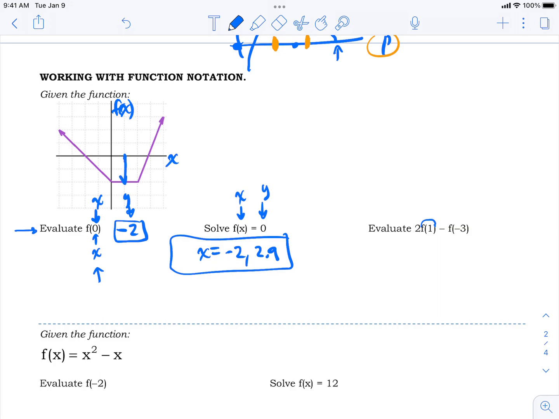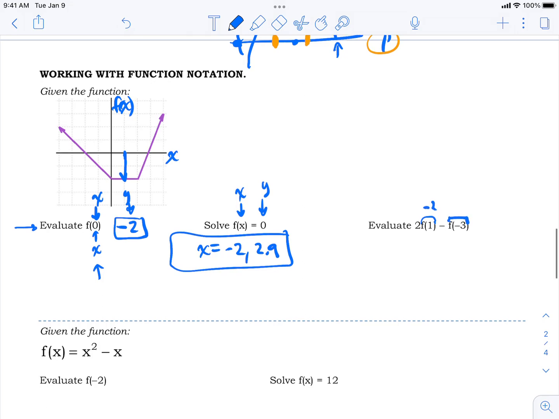It's a -2. So that's what that is. And then I'll come over here. I'm supposed to be subtracting, but I won't do that yet. First I have to figure out what this is.